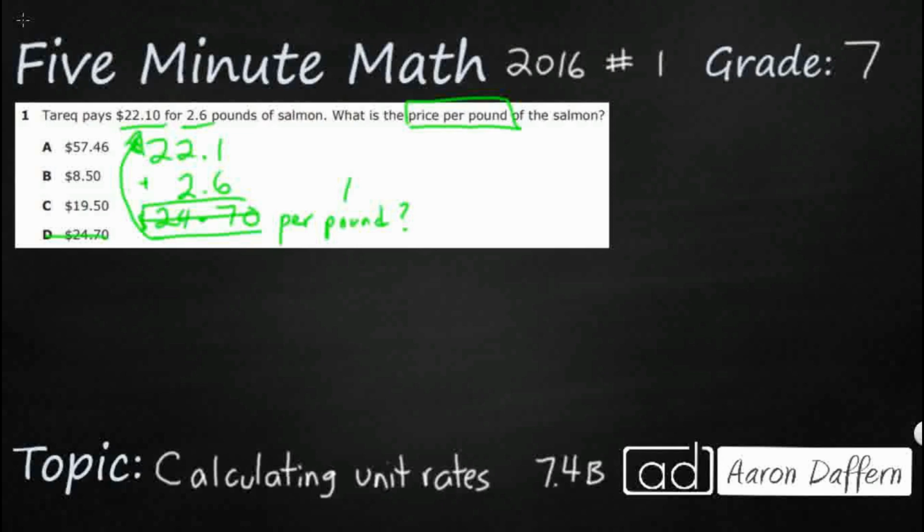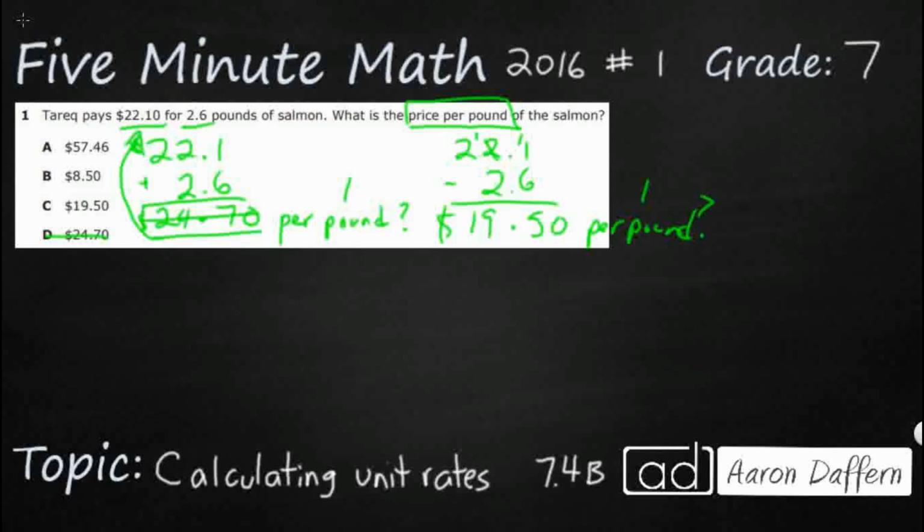So let's see what happens when we take our numbers and we subtract. So 22.1 minus 2.6. So we're lining up the decimals again. We need to regroup a little bit. That's going to be 5. 21 minus 2 is 19. All right, so another answer that is available, $19.50 per pound, maybe. But if that's per 1 pound, that is less than that $22.10 for 2.6 pounds.